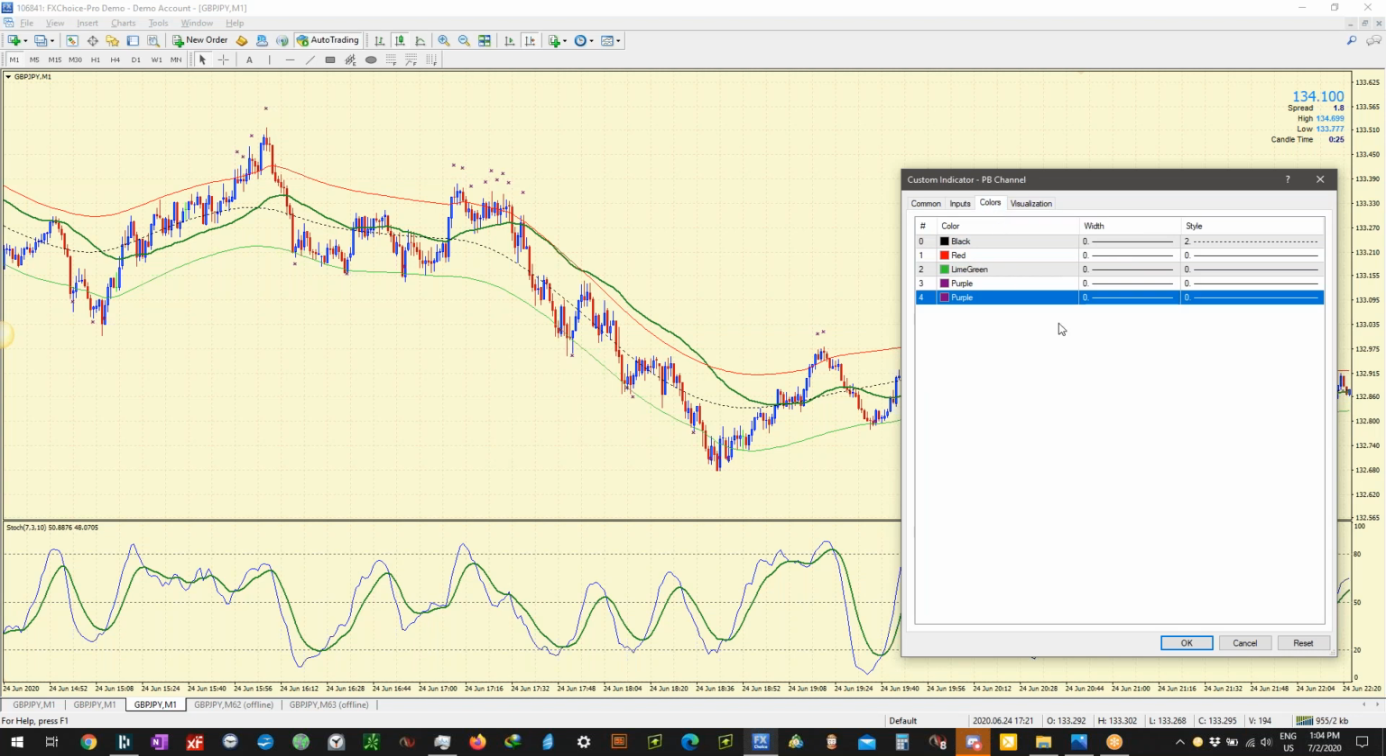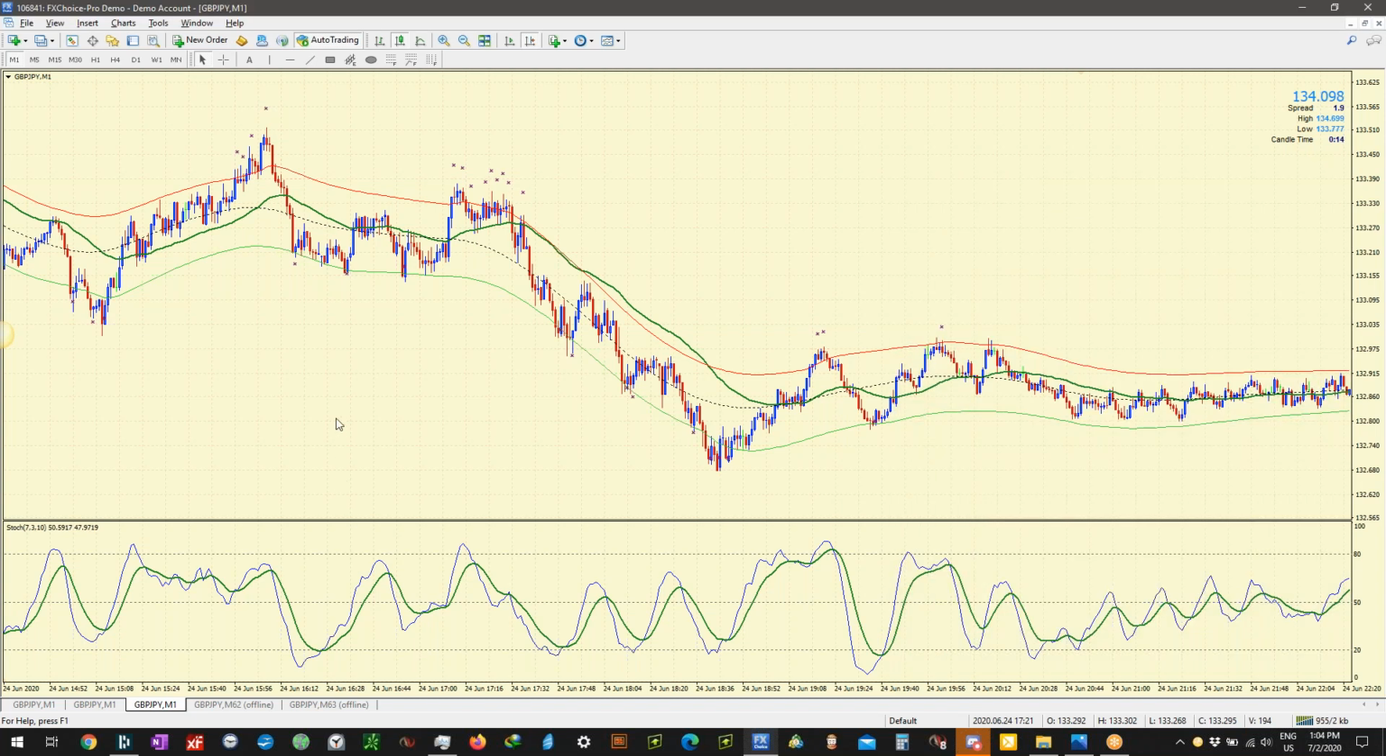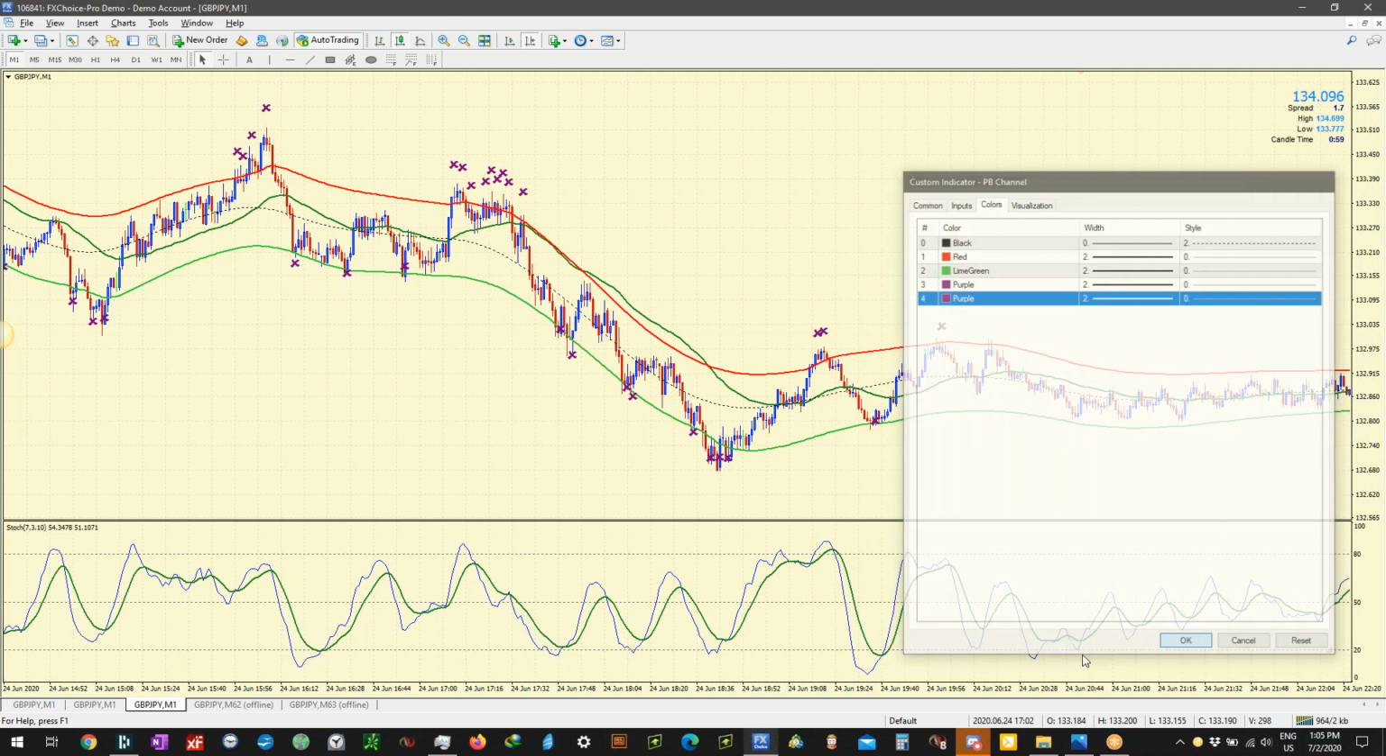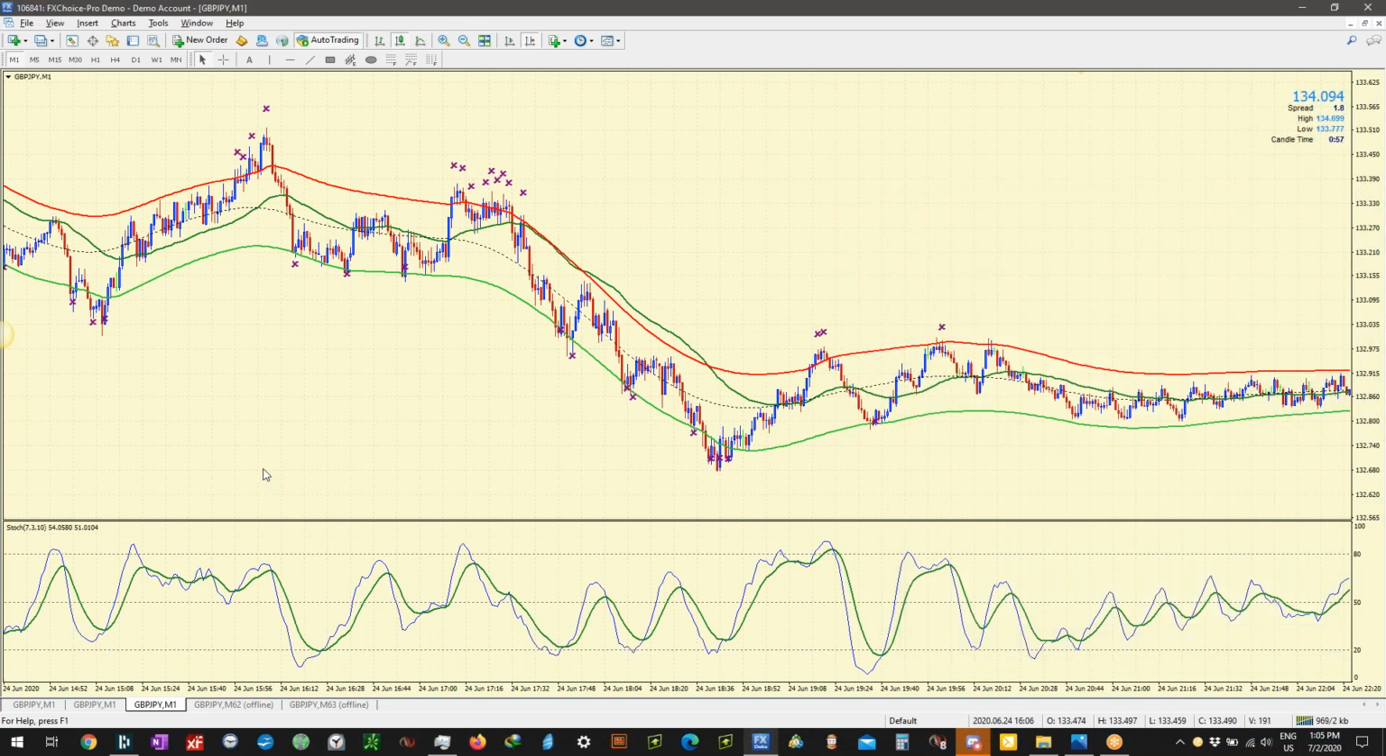Okay, so what I'm going to do, I'm going to make those stars bigger, and I'm going to make the bands bigger. Okay, so there. That's a little bit too much. Let me change that. I just don't like it that big. Okay. So what do we do?